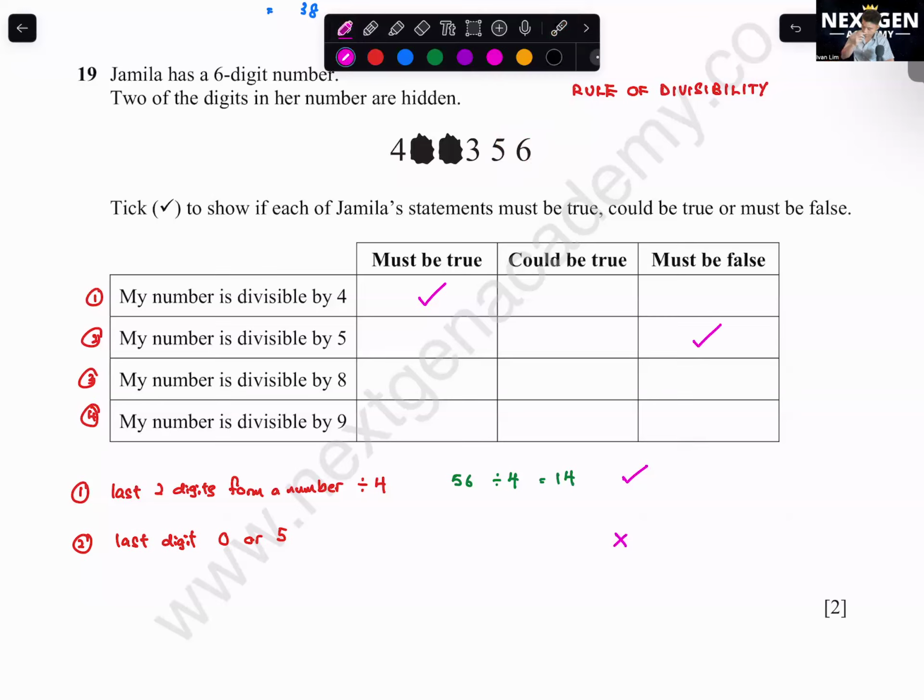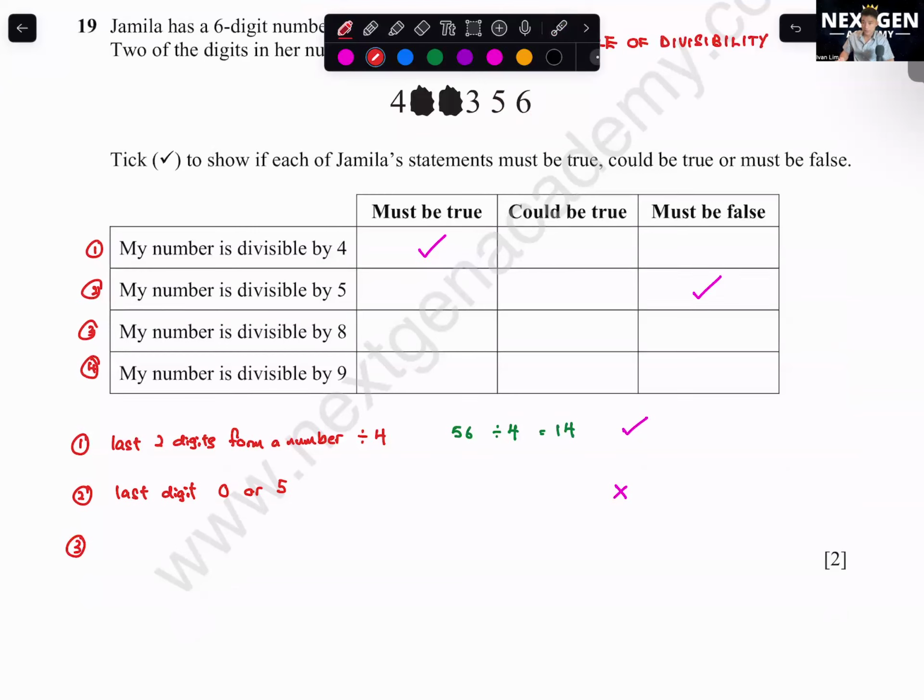Okay, third one. Divisible by 8. The last 3 digits are a multiple of 8, or can be divided by 8. So write this down: last 3 digits form a number that can be divided by 8. If we look at this value here, can 356 be divided by 8 or not? Do the calculation, 356 divided by 8. 32, 32 again. You see your answer here will be equal to 44.5. We need a whole number. So this one is also false.